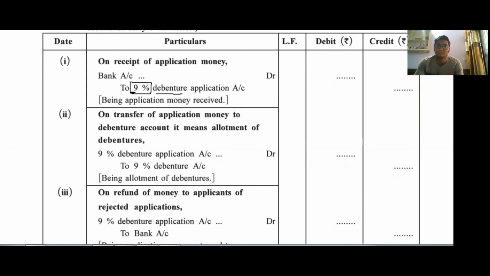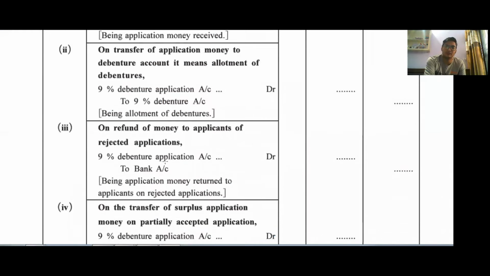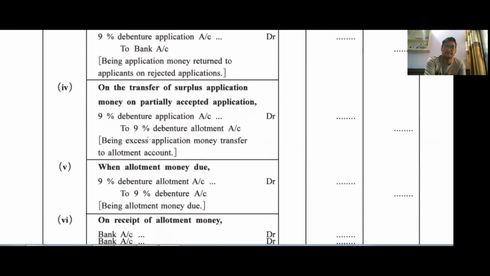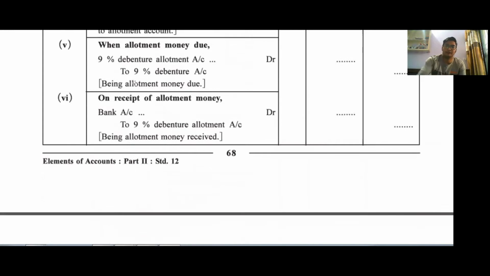Okay. So now first entry, bank account debit to 9% debenture application, and second entry, 9% debenture application to 9% debenture. And if there is any excess application, then such excess application the company has to return to the debenture holders. In that situation, we have to credit bank account. Got it? Next one, for allotment, 9% debenture allotment account debit to 9% debenture.